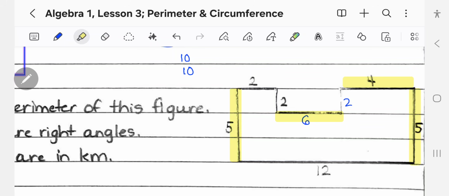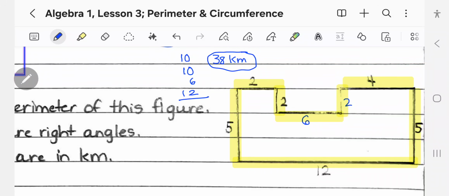And then I can add, let's see, I've got this 2, and this 2, and this 2. So that's going to be 6. That didn't make a 10, but that's okay. And then I've got this 12 down here. So I can count these up, 10, 20, 26, 38. That's going to equal 38. And they said that it's in kilometers.